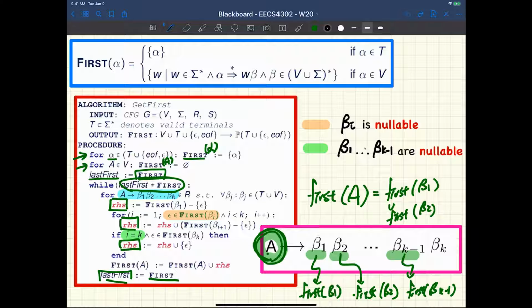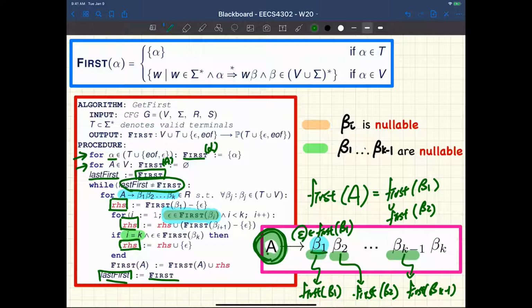Let me repeat it. That's why you have to look at this particular condition over here, to see if epsilon is one of the possible symbols in the first of beta 1, or beta i. So what does that mean? For example, let's say beta 2. If I know that epsilon is one of the members in the first of beta 2. Oh, sorry, that's not what I meant. Let me do it again. Let me look at beta 1 here. Now if I know that epsilon is a member of the first of beta 1, that means potentially beta 1 can be null, right? It's one of the possibilities.